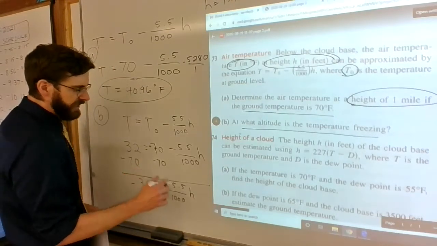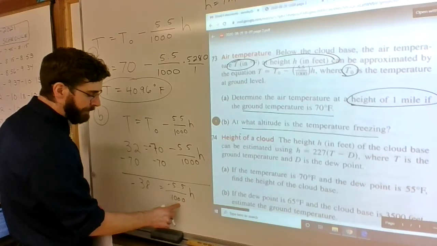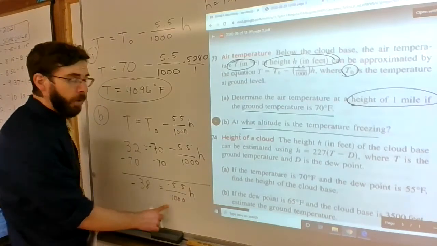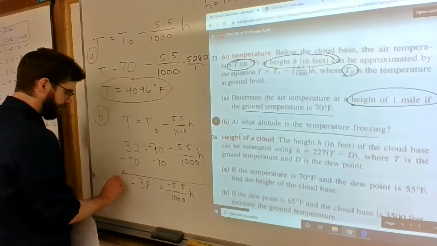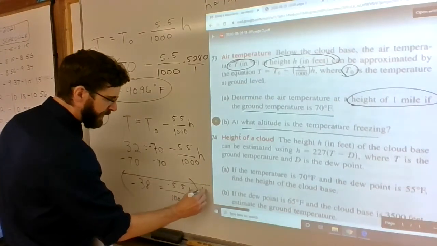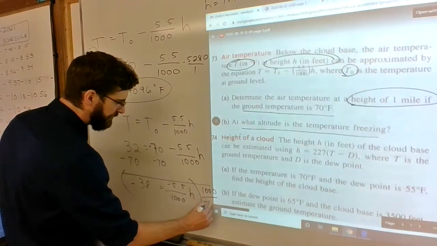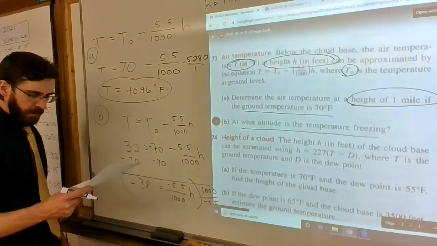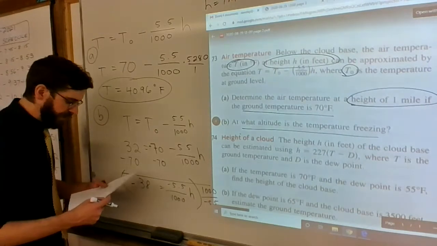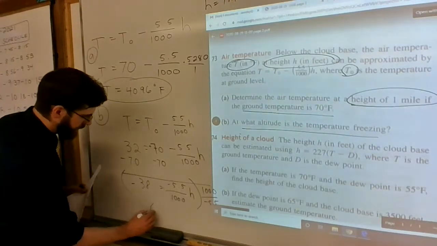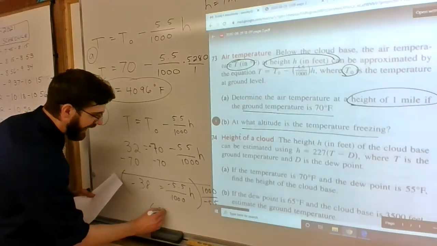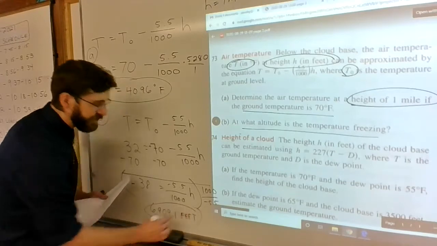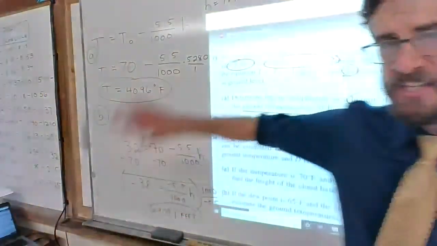So, if we wanted to get h by itself, you could divide both sides by the number being multiplied by h, or multiply by its reciprocal. So I'm multiplying both sides by 1,000 over negative 5.5. And I already did the math on that. It ends up being 6,909.1 feet. So basically that's your altitude if all these conditions are coming into play.